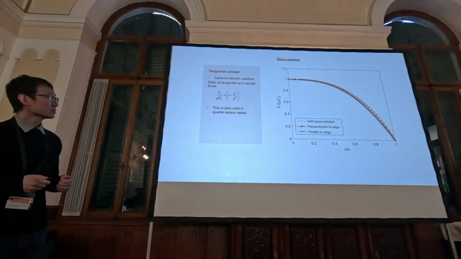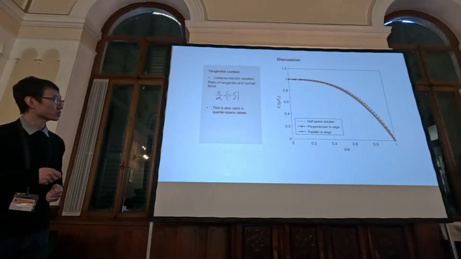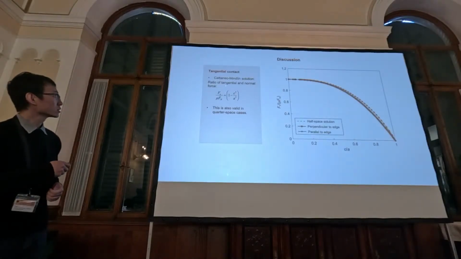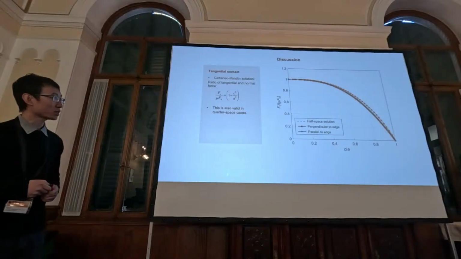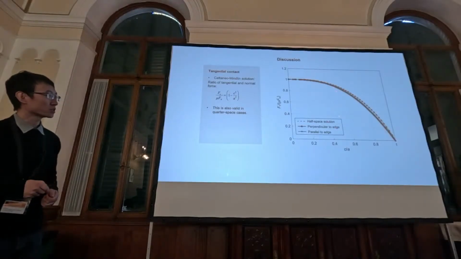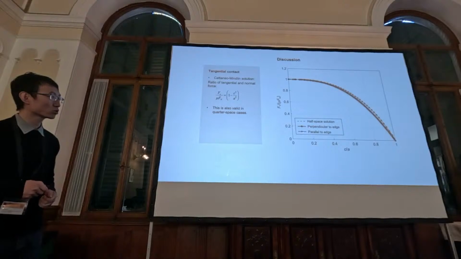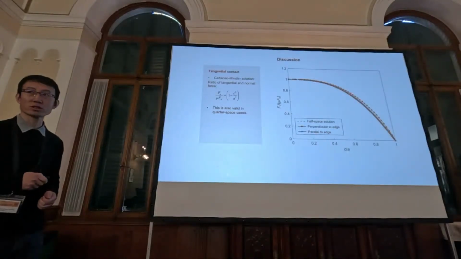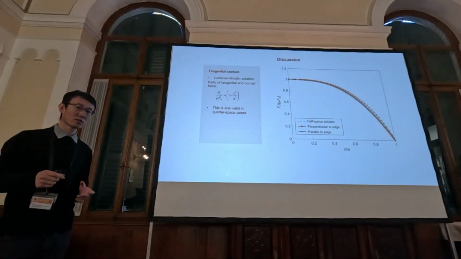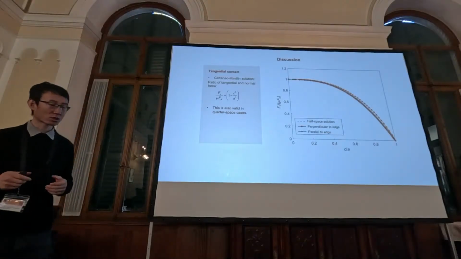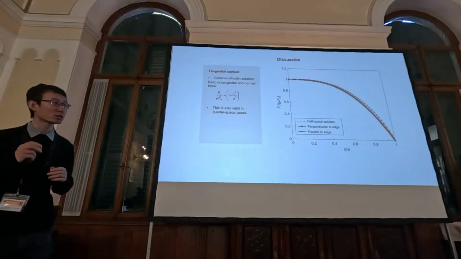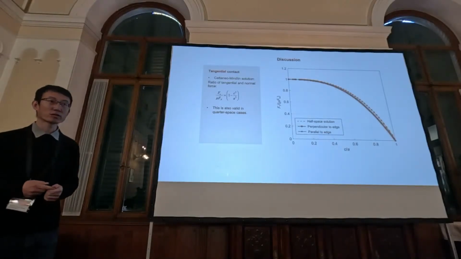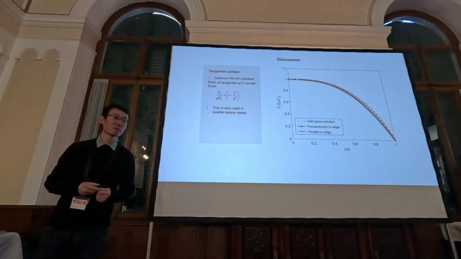So finally, I would like to show you this dependence. This is the ratio of tangential and normal force against the ratio of the stick area and the contact area. You can see that in the half space solution or quarter space solution, they are almost the same. It does not depend on the sliding direction, and for half space or quarter space, they have almost the same dependence. So this is all my presentation, and thanks for your attention.